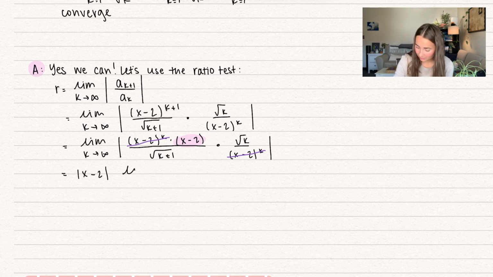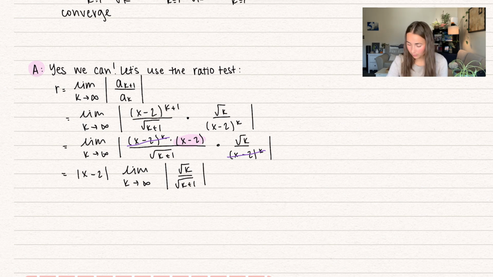And now we have the limit as k approaches infinity of, this is going to be the square root of k over the square root of k plus 1. Since both of these are in the square root, we could actually just go ahead and combine it, right? This is going to be the square root of k over k plus 1.